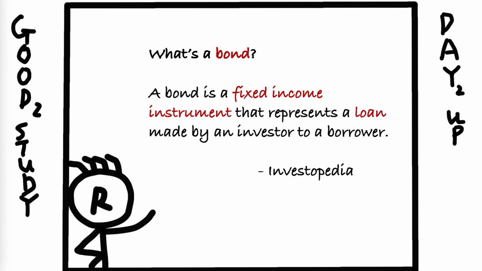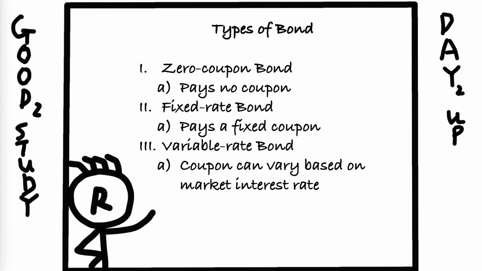What is a bond? A bond is a fixed income instrument that represents a loan made by an investor to a borrower. There are generally three types of bonds. First, zero coupon bond, which is a bond that does not pay coupon. Second, a fixed rate bond, which is a bond that pays a fixed coupon. Thirdly, a variable rate bond. Its coupon payment can vary based on market interest rates.